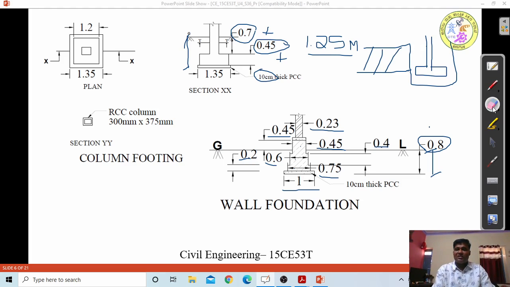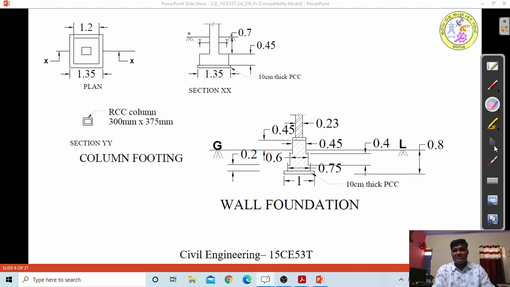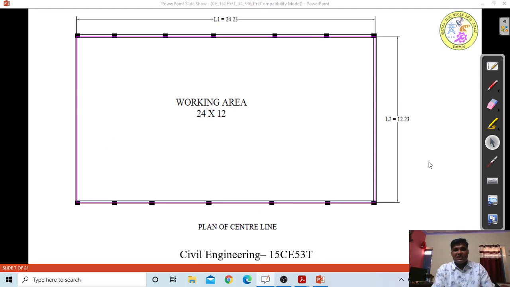So the thing you have to understand is, the depth of excavation for column footing is more than the size stone masonry foundation. So these are the details of the section, and immediately after studying the plan you should draw the center line of the plan.